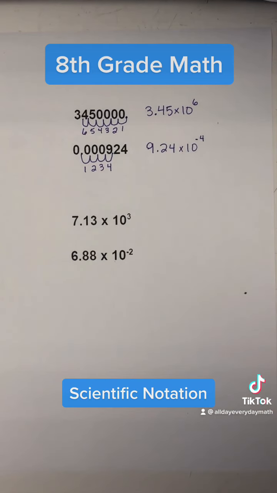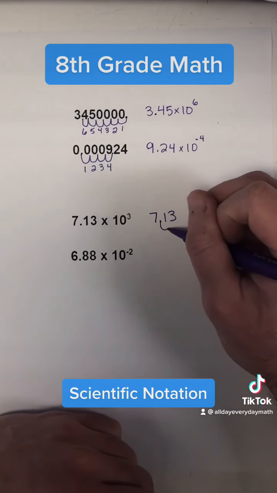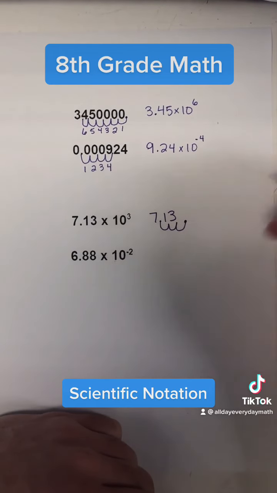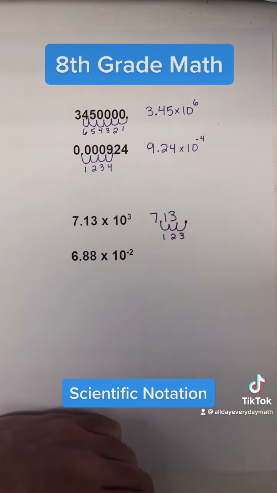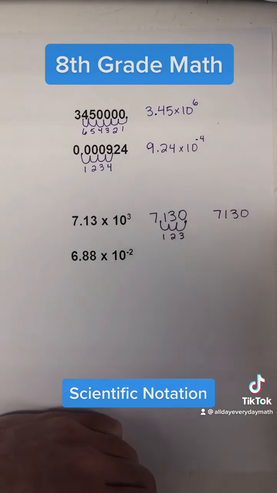Now let's go from scientific notation back to standard form. 7.13 times 10 to the 3rd power has a positive exponent, so we know we're going to have a fairly big number. We move the decimal to the right 3 times in order to create this bigger number. Then we just fill in the empty space with a 0. So our answer is 7,130.